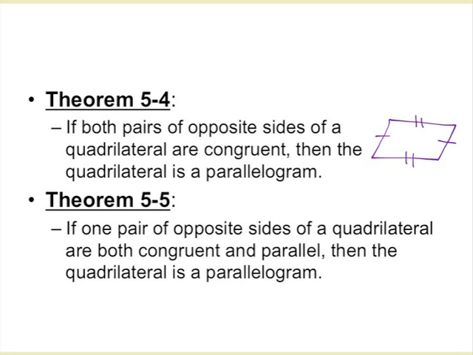The next one says, if one pair of opposite sides is both congruent and parallel, then it has to be a parallelogram. It must be the same pair of sides that is congruent and parallel. It doesn't work if one set is congruent and the other set is parallel. Right? It has to be the same set of sides that is both parallel and congruent. And that will be enough to say that we have a parallelogram.